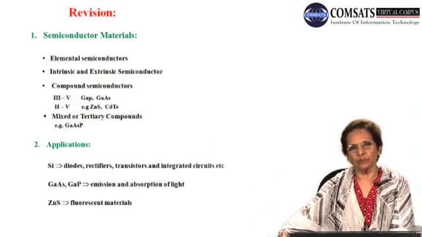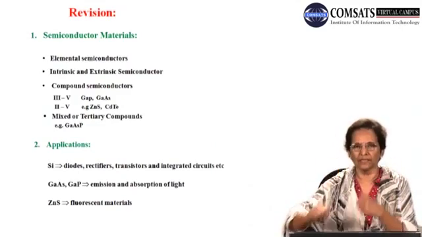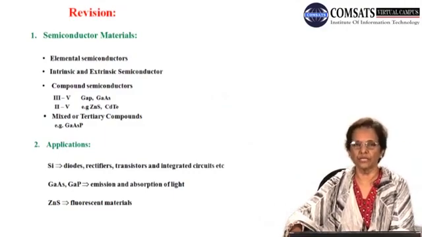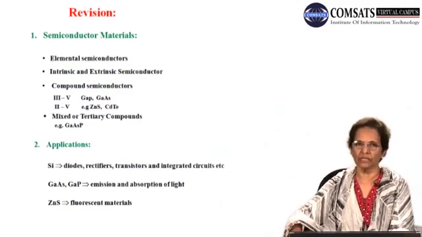Before I begin with my lecture for today, let's quickly revise what we talked about in lecture number 1. So here is a brief summary. We classified semiconductor material into mainly two groups, namely the elemental semiconductor materials, then intrinsic and extrinsic materials, and finally the compounds made from group 3 and 5, 2 and 6, and so on and so forth.